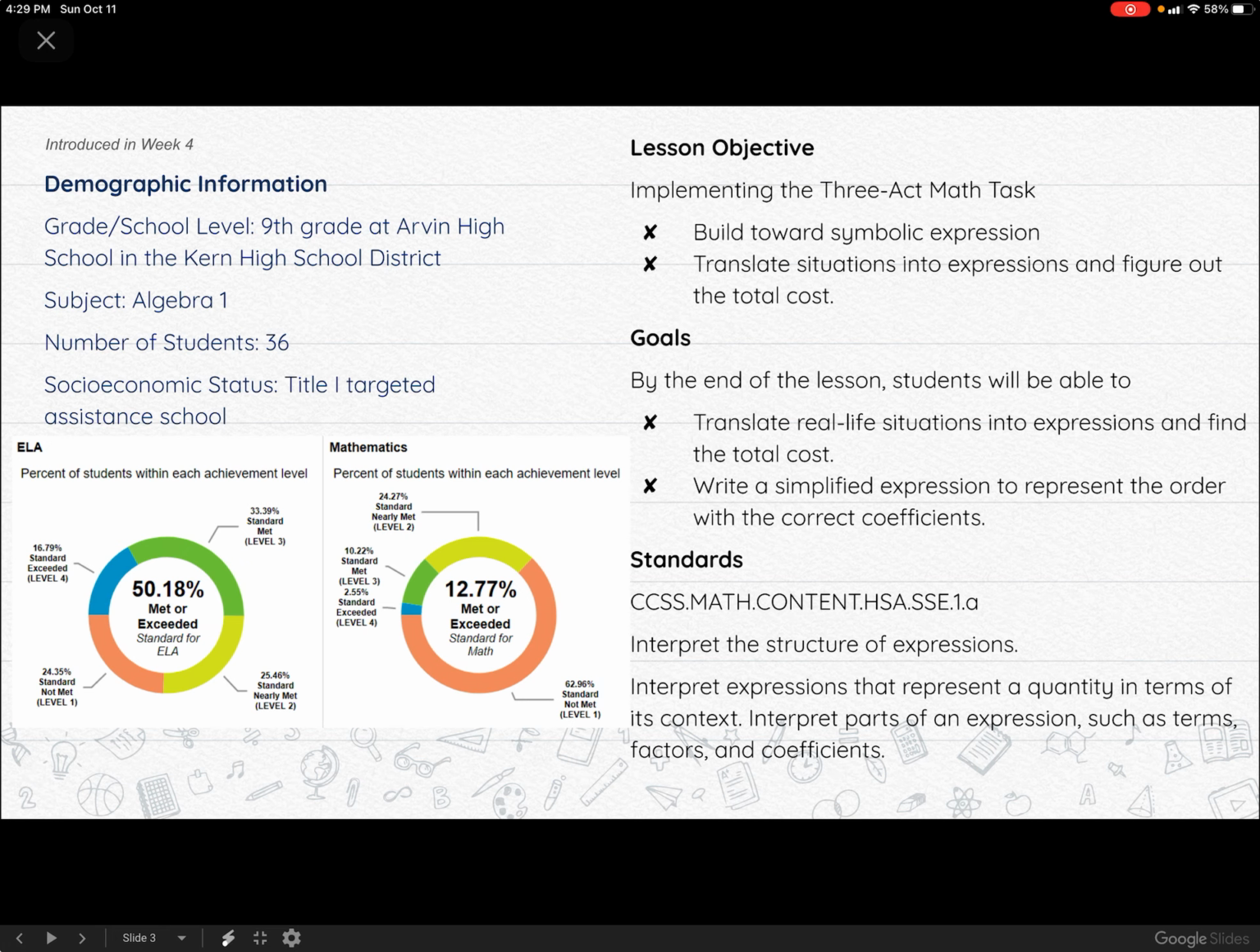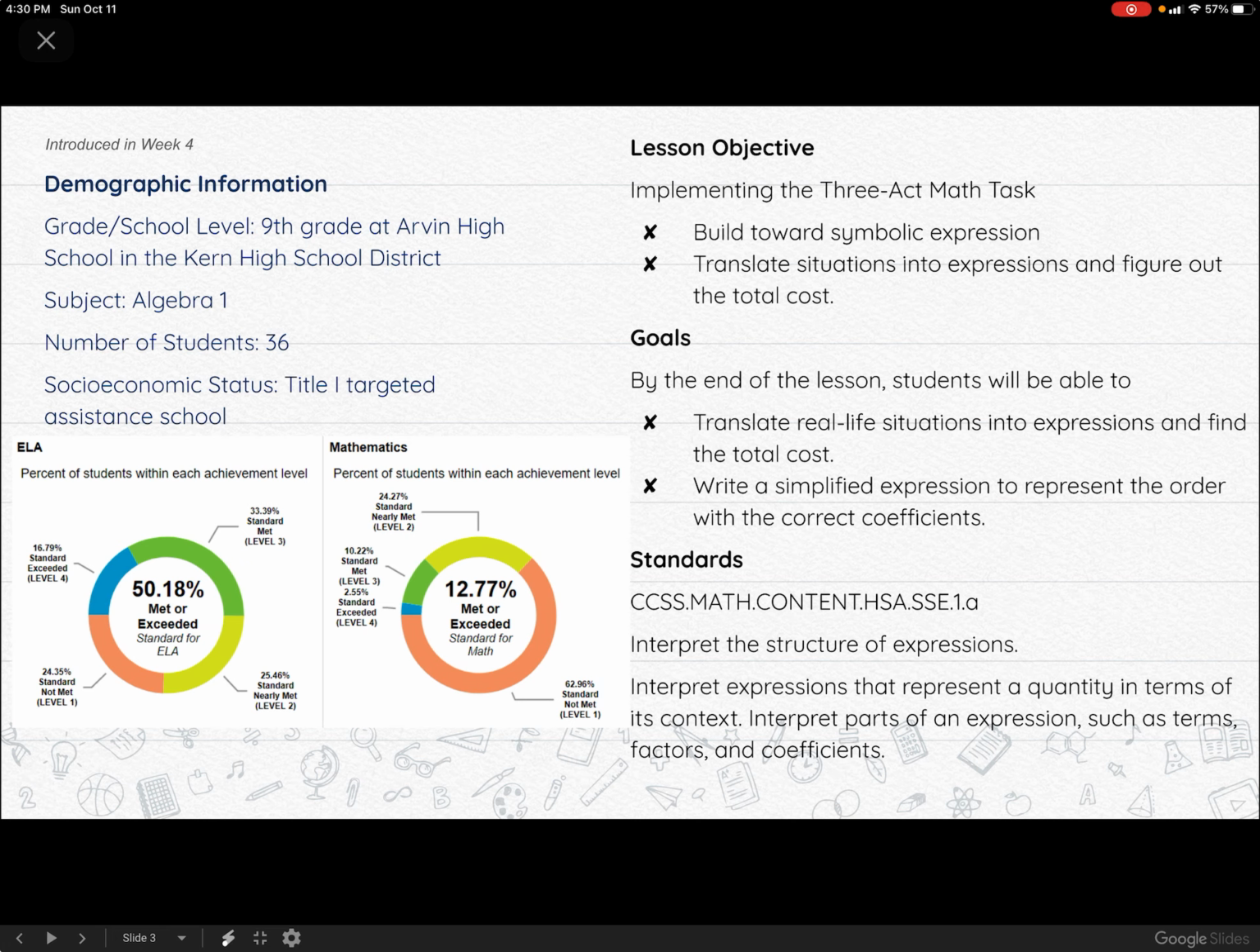So the lesson objective of implementing the 3-act math task is to build towards symbolic expression and translate situations into expressions and figure out the total cost. The goals: by the end of the lesson, students will be able to translate real life situations into expressions and find the total. They are also going to be writing simplified expressions to represent the order with the correct coefficients.